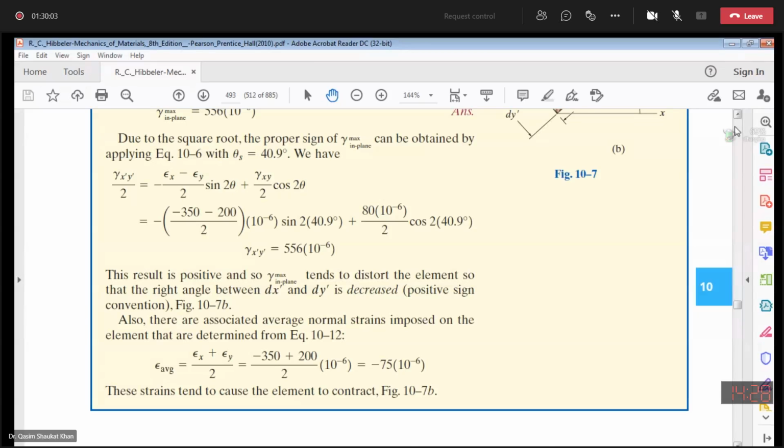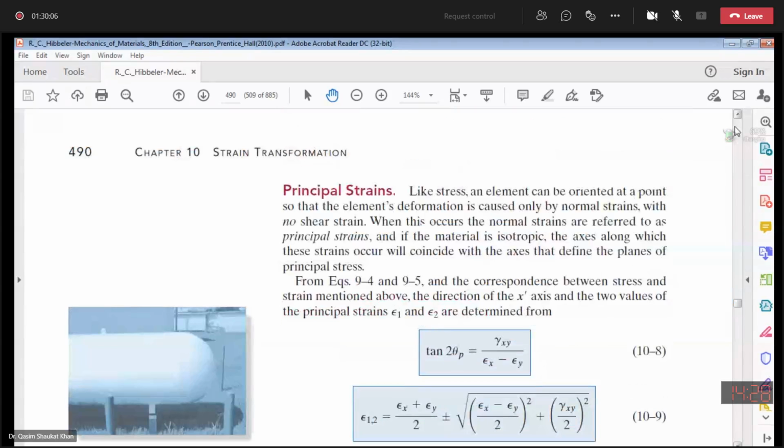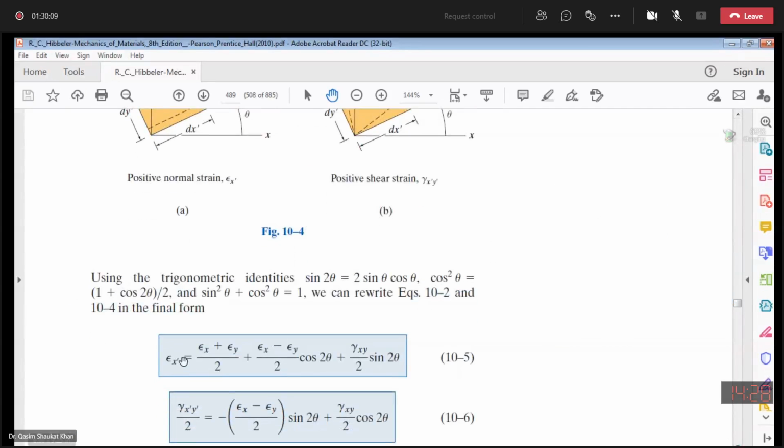Let me show you first. 10.5 and 10.6. So these are the equations. This is the equation for the transformed normal strain. This is the equation for the transformed shear strain. In these two equations, you have to gather the coefficients without theta on the left hand side. So this will become epsilon x dash, this factor will go on the left hand side, minus (epsilon x plus epsilon y) over 2, that is equal to (epsilon x minus epsilon y) over 2 cos 2 theta plus gamma xy over 2 sin 2 theta.